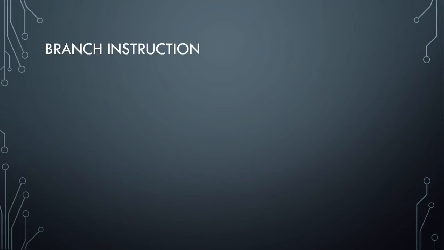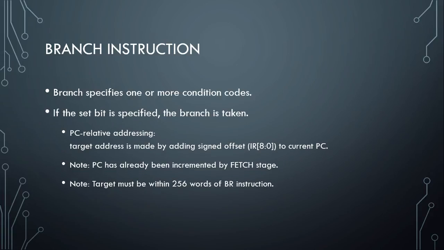Let's talk a little bit more, though, about branch instruction. Now, a branch specifies one or more condition codes. If the set bit is specified, the branch is taken. So if we're looking at PC relative addressing, it means the target address is made by adding the signed offset, so IR[8:0], to the current program counter.